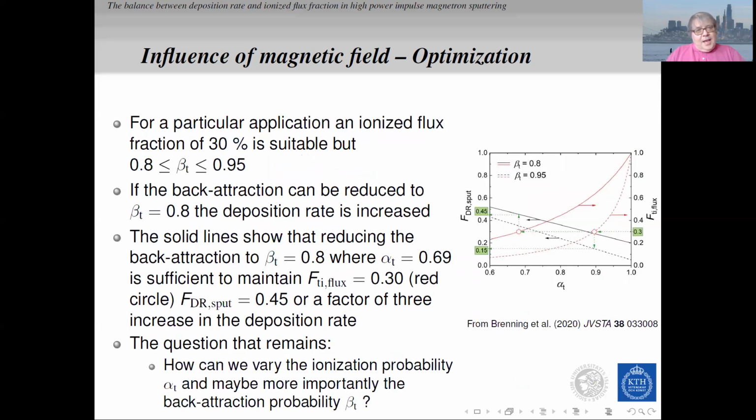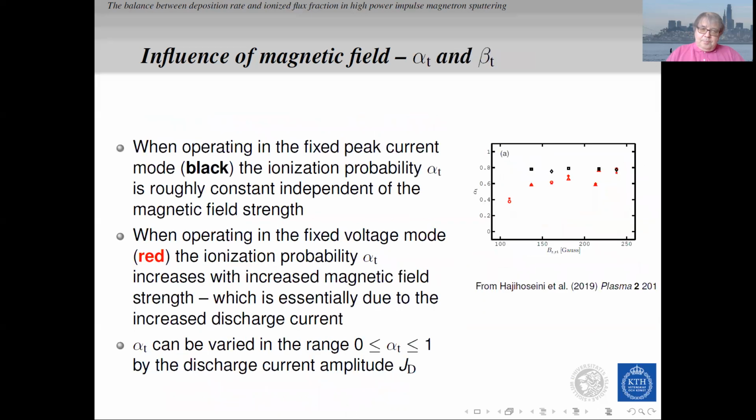So if we say that we need 30% ionized flux fraction and beta is high, then we get a low deposition rate. But if we can lower beta, which is moving from the dashed lines to the solid lines here, we can see that for the same ionized flux fraction, we can get significant improvement in the deposition rate. So the key here is to lower the beta. The question is, how can we lower beta in these systems?